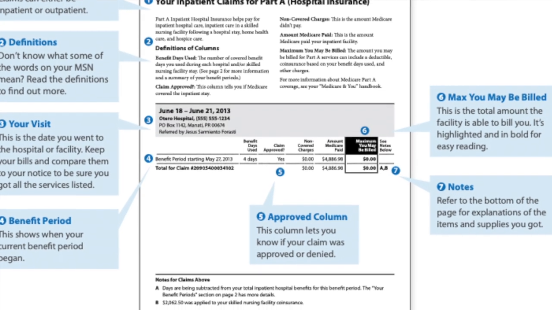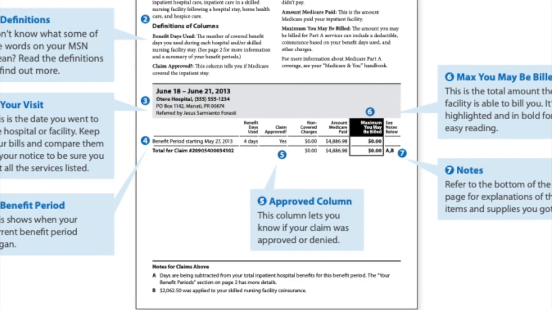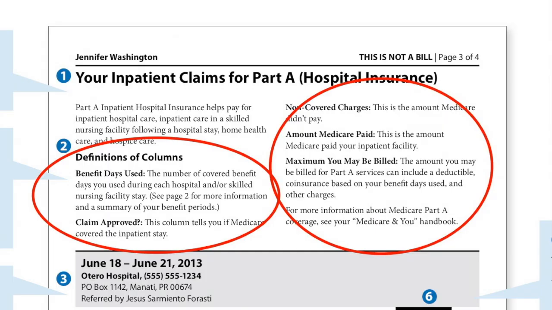This is the meat of the notice, your claims, your specific claims. Now the very top of the page shows what type of claim it is, and it can be either an inpatient claim or an outpatient claim. Under that are definitions. Very important to know for understanding what you are about to read.